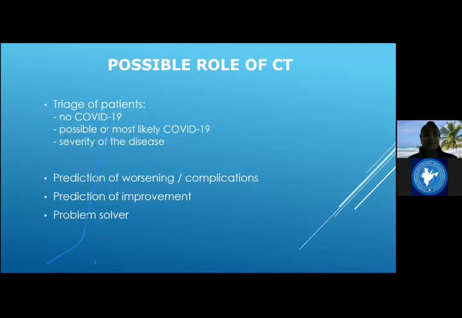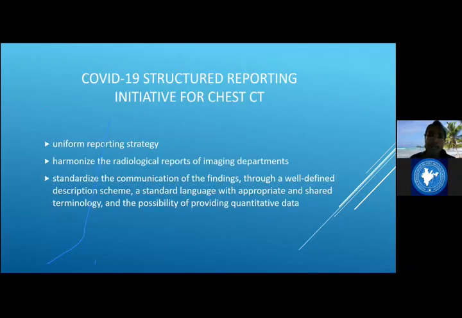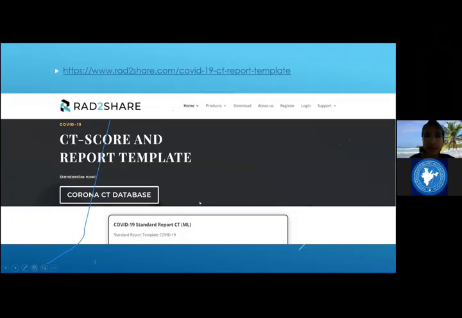Okay, so continuing. The possible role of CT is triage of the patients, but now CT is only used as a problem solver in the prediction of worsening, complications and the prediction of improvement. So routinely we don't recommend CT nowadays. But again, we should know the structured reporting format in CT chest. There is a link here I've given. We just need to enter the findings and they will give that standardized report.